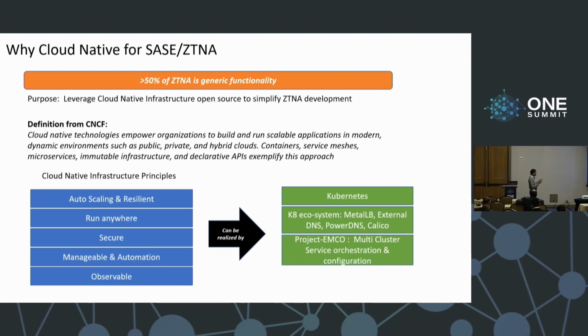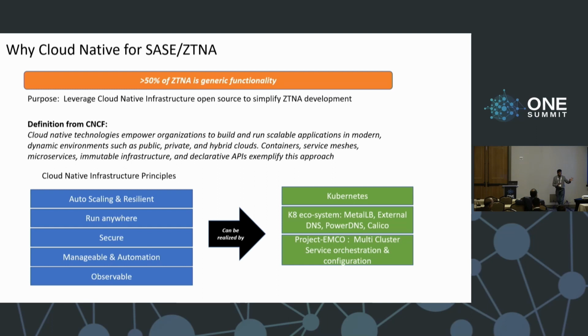So in this project, we leveraged cloud-native infrastructure, which is Kubernetes, which provides all of these cloud-native principles. And then, of course, Kubernetes itself is not good enough. We also need to use some ecosystem projects like MetalLB, which is a load balancer, and the external DNS, which updates the domain name entries into PowerDNS. Calico is a CNI. And EMCO is very important. It's a multi-cluster service orchestrator, right?